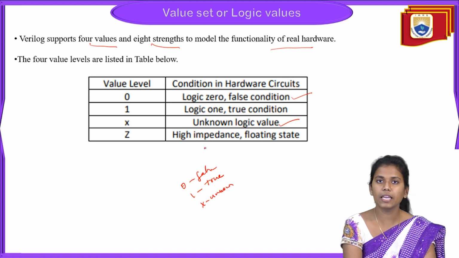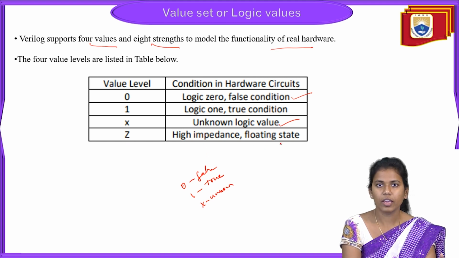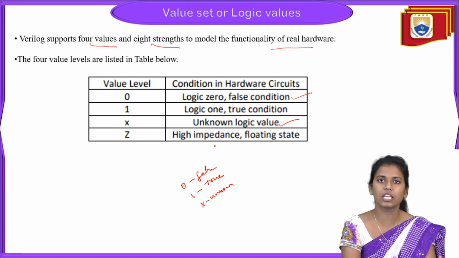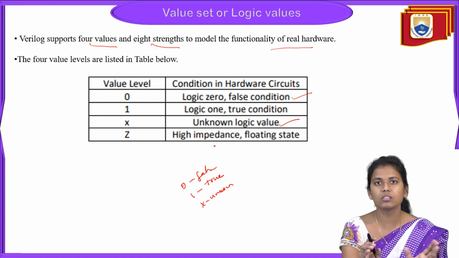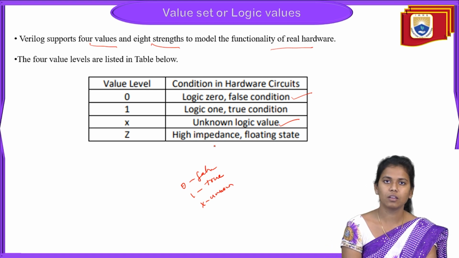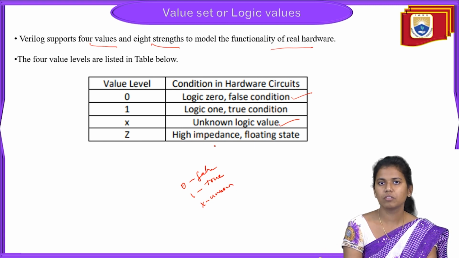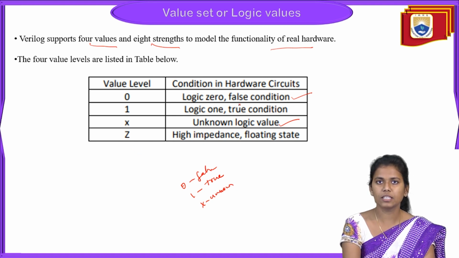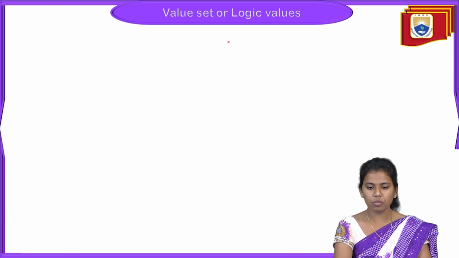Z is nothing but the high impedance or floating state. In the previous slide we also discussed what this floating state and high impedance are. In digital circuits, if you observe a constant floating state, then you will observe the output has high impedance. So these are the 4 values with the 8 strengths model, which is nothing but the value set or the logic values.